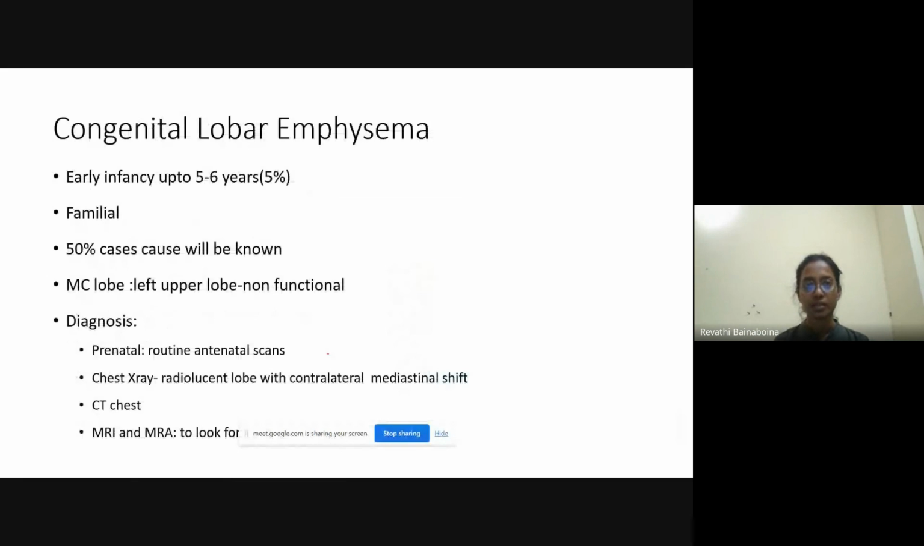This is congenital lobar emphysema, where the presentation is most common in early infancy. It can present till 5 to 6 years. Mostly it will be familial. In 50% of cases, the cause will be known. The most common lobe involved is the left upper lobe, and the involved lobe will be non-functional, not used in gas exchange. Diagnosis includes routine antenatal scans, which show contralateral mediastinal shift. CT chest confirms the diagnosis, and MRI, MRA can be done to look for the compressive features.